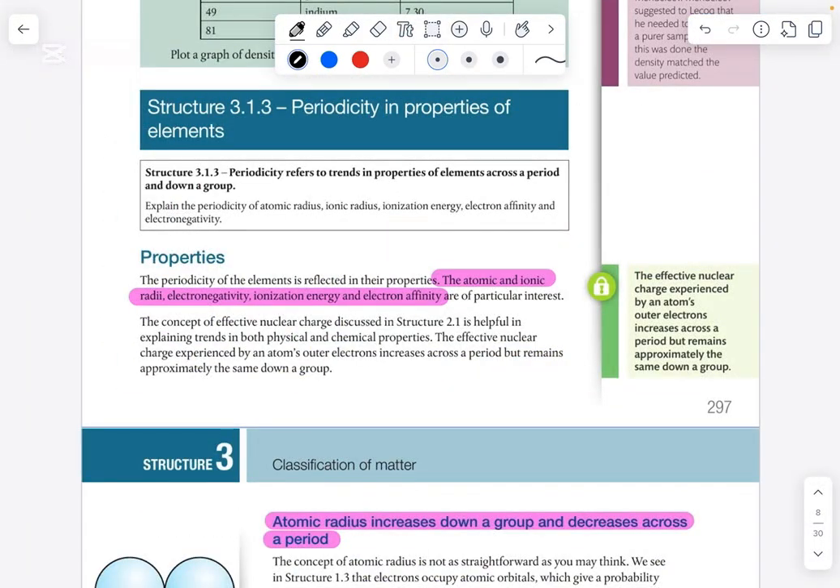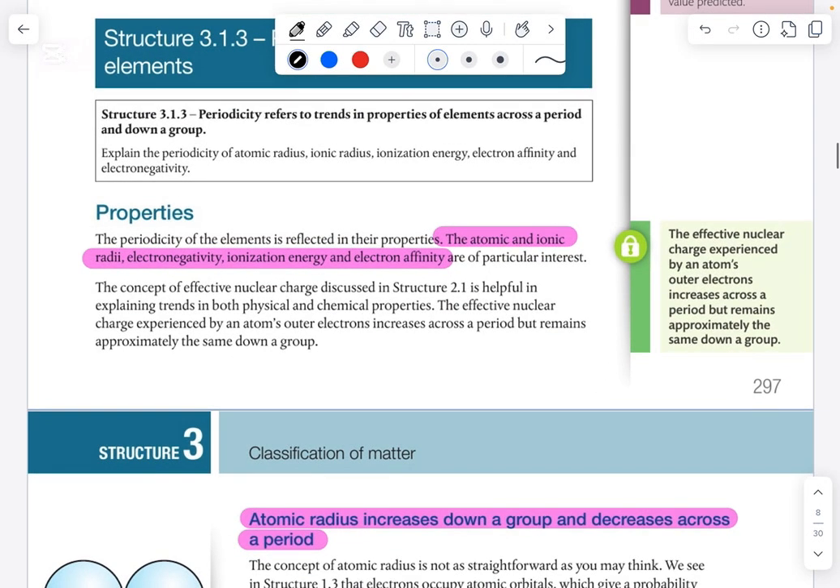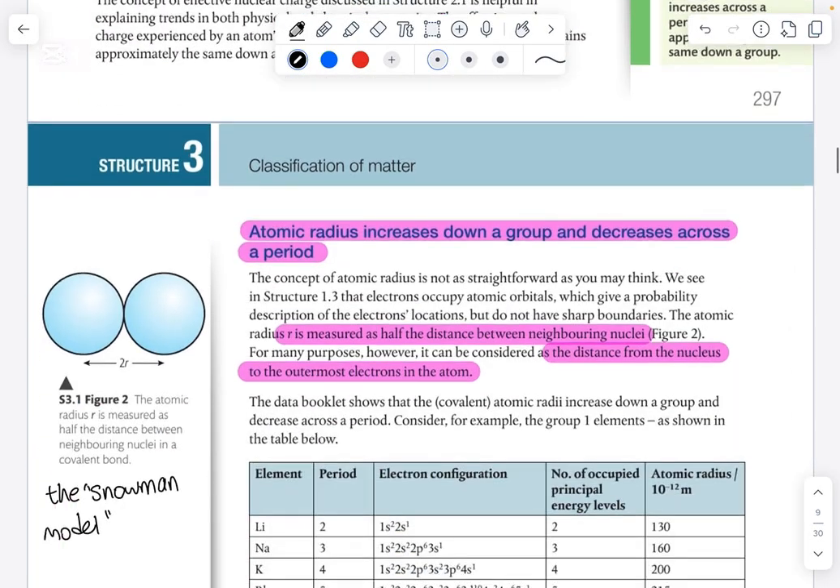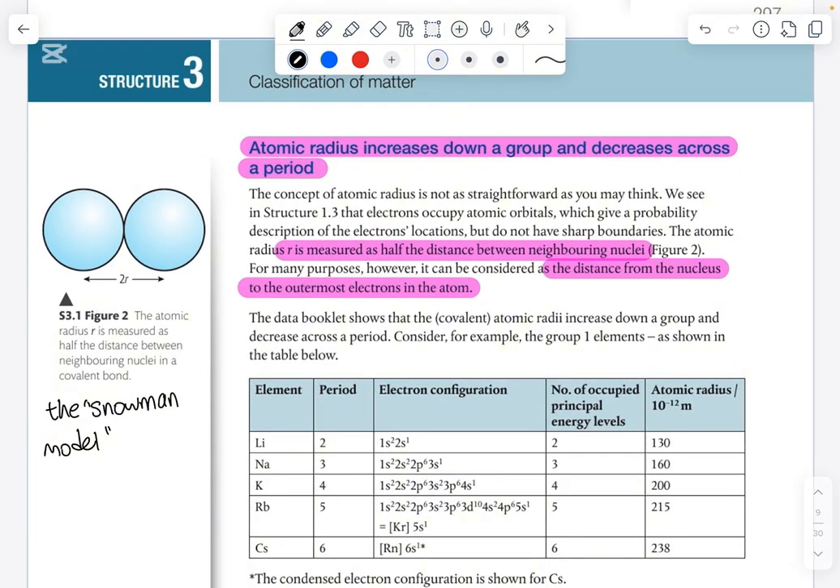Moving on to the properties of elements. The properties we're going to be talking about are the atomic and ionic radii, electronegativity, ionization energy, and electron affinity. Let's begin with the atomic radius.